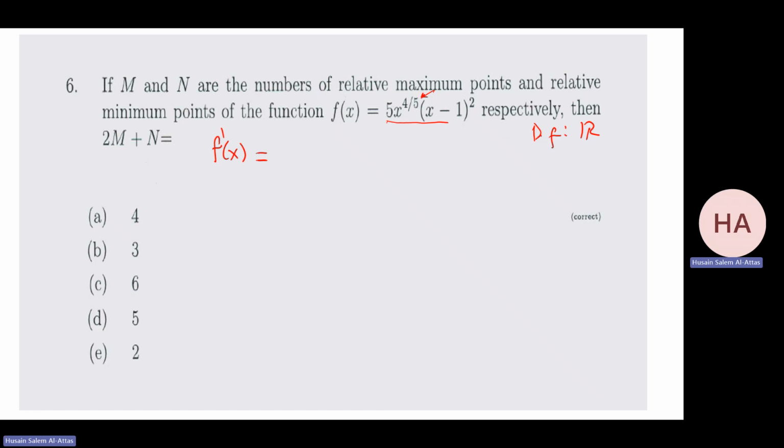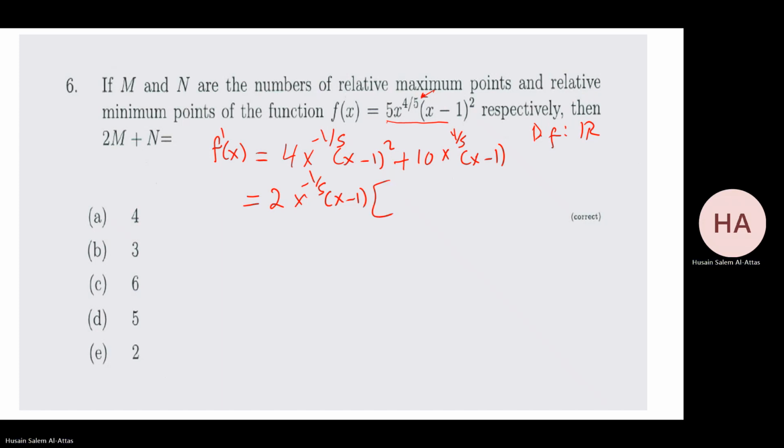Product rule. So I have 4 x to the power minus 1 over 5 times (x minus 1) squared plus 10 x to the power 4 over 5 times (x minus 1). So I'll now take a common factor. I can take 2 x to the power minus 1 over 5 and (x minus 1). What is the remaining? It's 2 times (x minus 1) plus 5x.